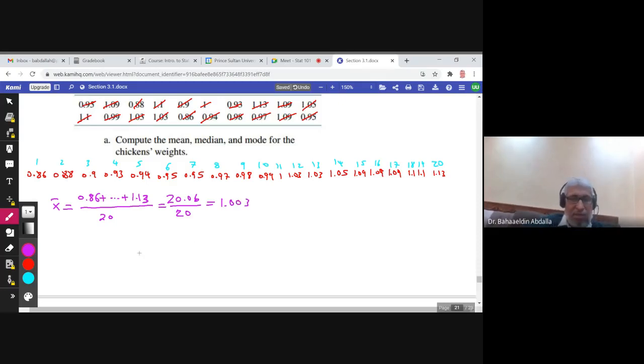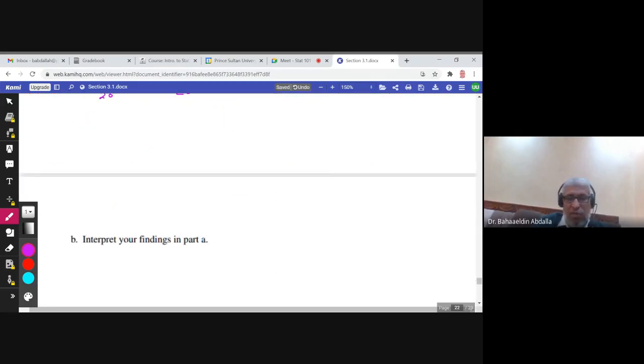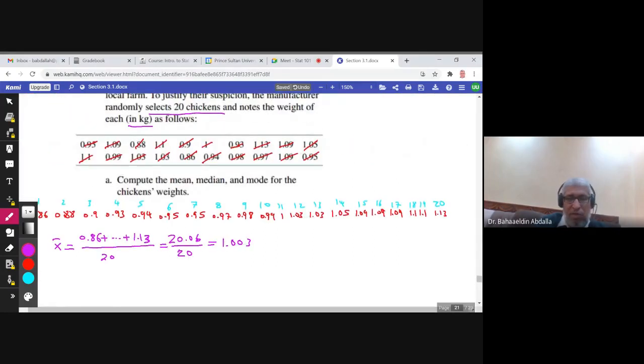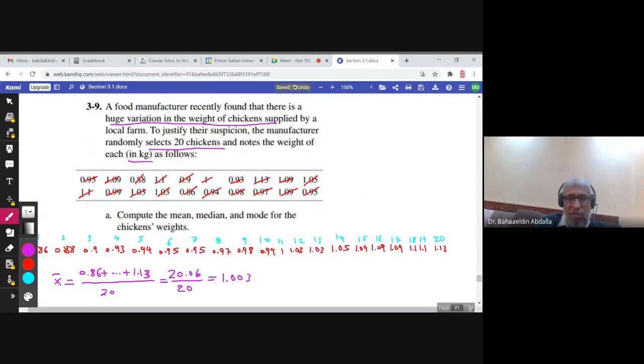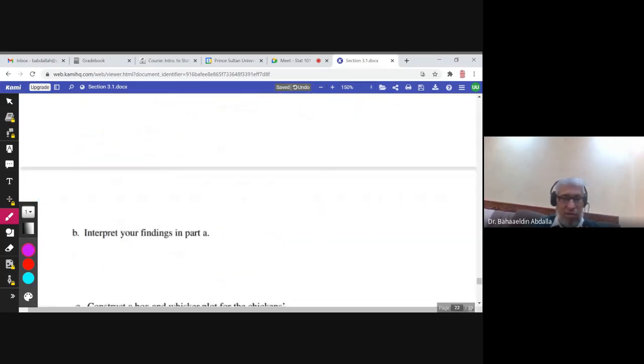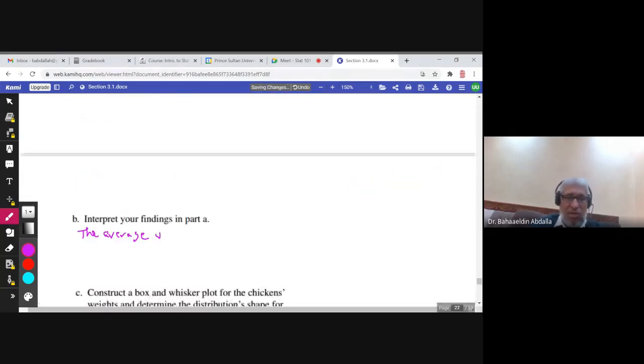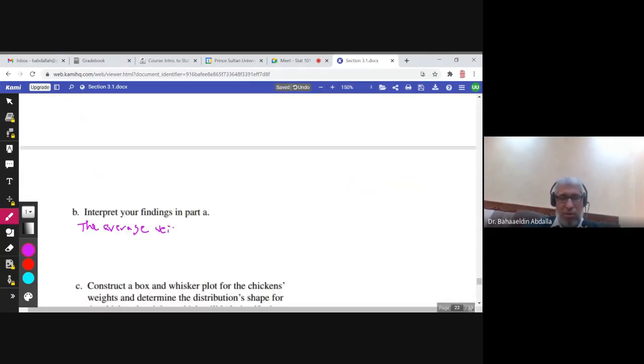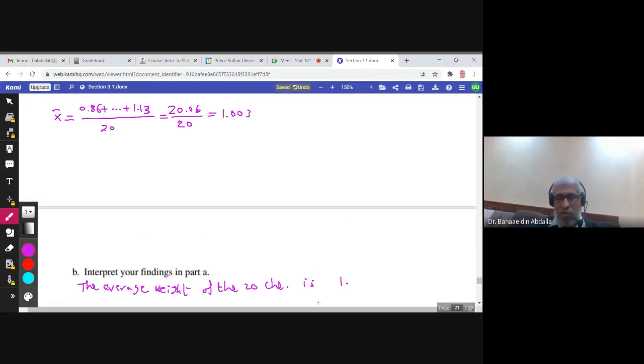In part B here, he said interpret your findings in part A. So this is the mean, so this is the average weight. The average, or you say the mean weight of the 20 chickens is 1.003 kilogram.